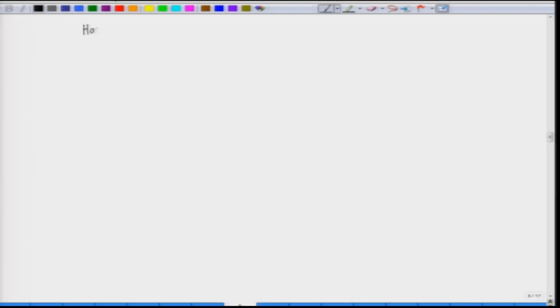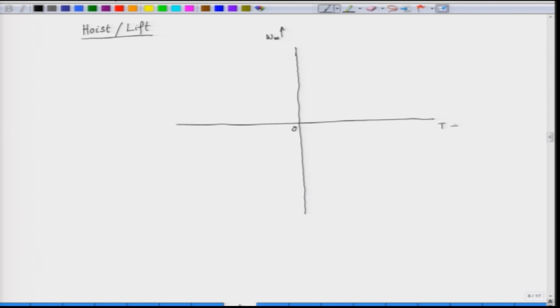Now, we take a hoist, or in simple words, a lift, either carrying men or material. When we talk about a hoist, we will try to understand the operation of the hoist in 4 different quadrants. So, this is our origin, and we have speed on the y axis here, torque on the x axis.